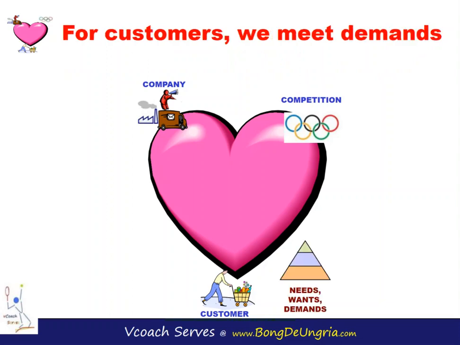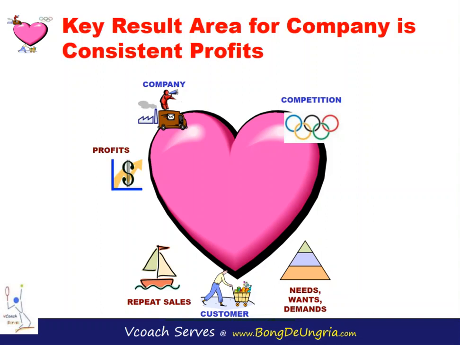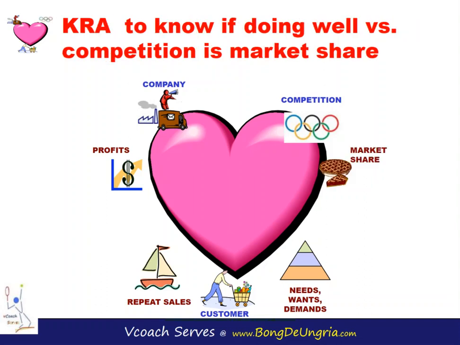For the customers, we meet needs, wants, and demands. The way we know we're satisfying the customer is if we get repeat sales. That's the only true test of customer satisfaction. For the company, the KRA is profits, and it should be consistent profits. There should be a system to deliver those profits over time, all the time, or most of the time. And the third C, competition, you know you're doing well if you have market share.